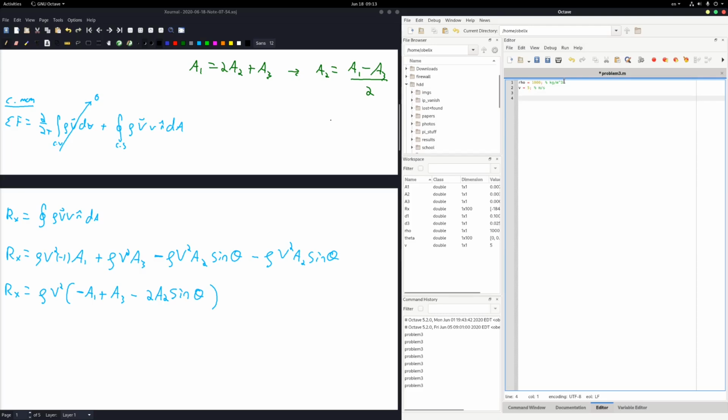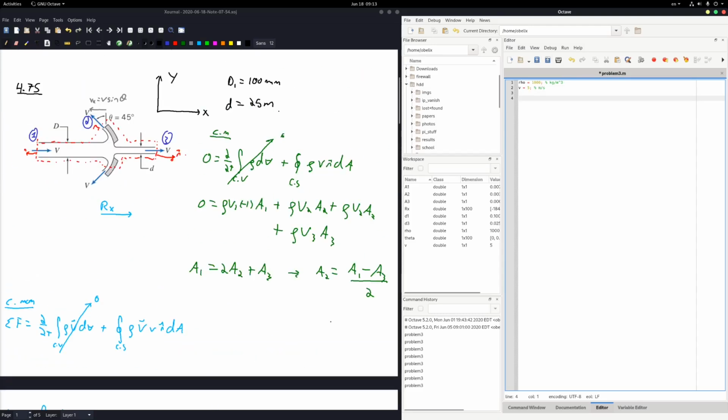And then we have the areas. So we don't actually have the areas, but we have the diameters here. So I'm just going to do big D is 0.1, and again, this is going to be in meters. And the little d is going to be 0.025, again in meters. Semicolon there.